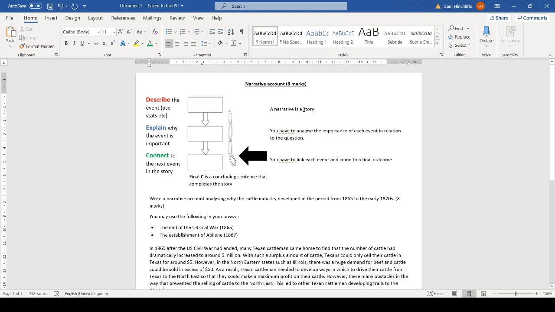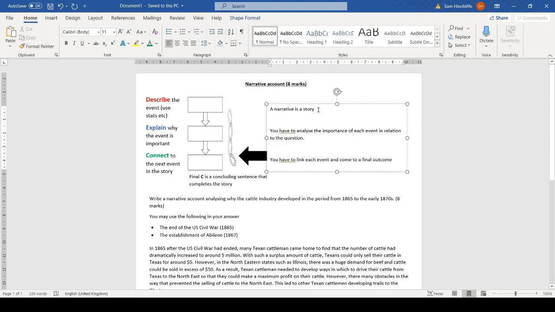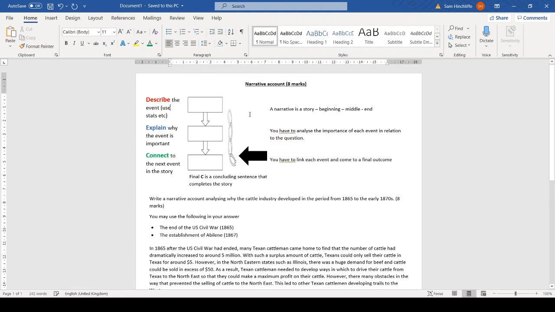Ultimately, a narrative is a story, and every single story has a beginning, a middle, and an end. You want to keep the basis of that for this question within the account. It's not just a story though. You're not just telling the story of what happens. You have to analyze the importance of the events that you are relating to in the question. So whatever the question happens to be, you are saying why that is important.